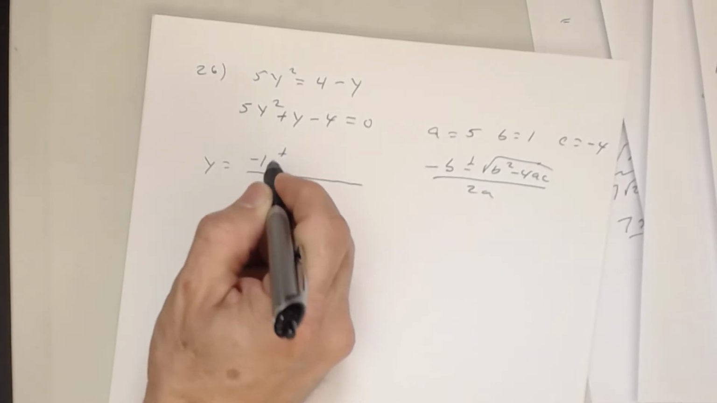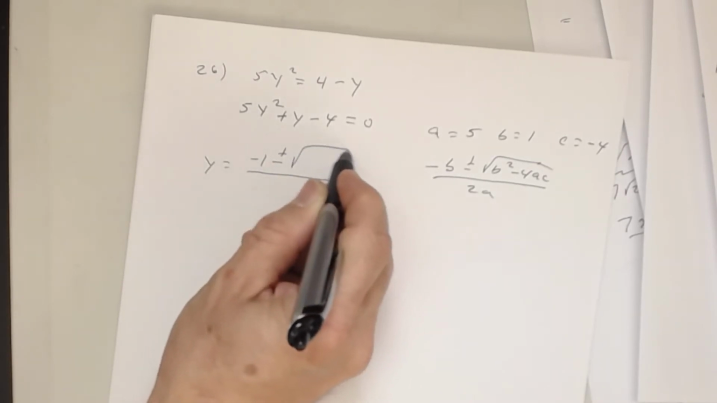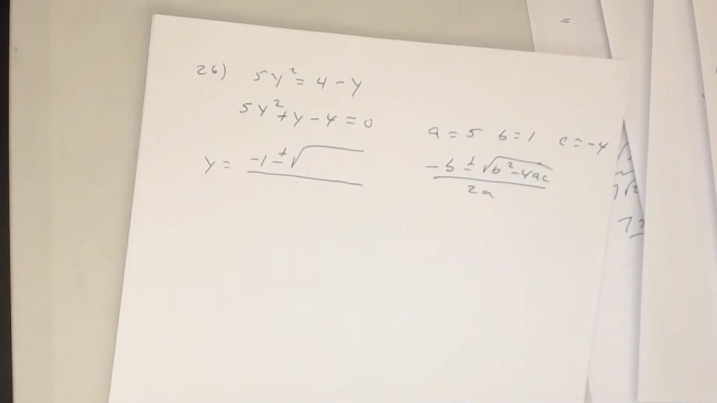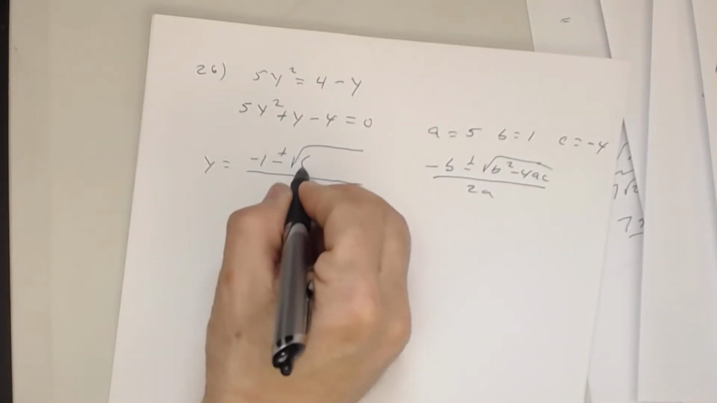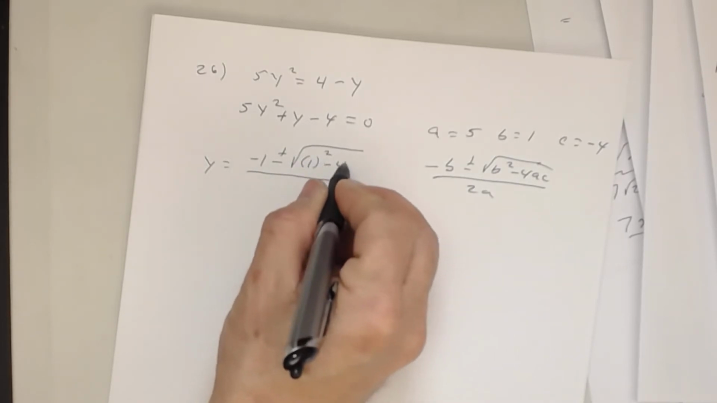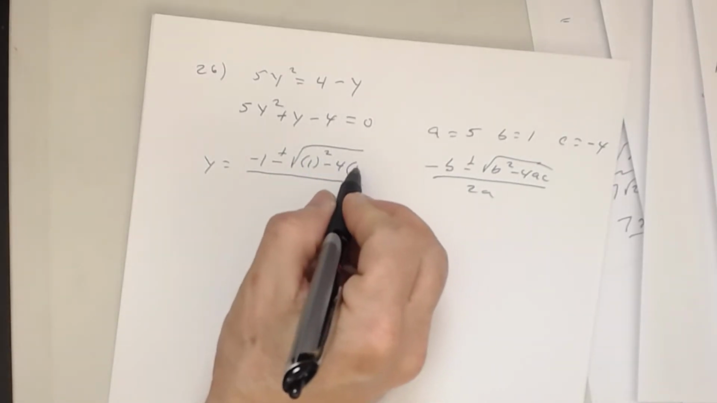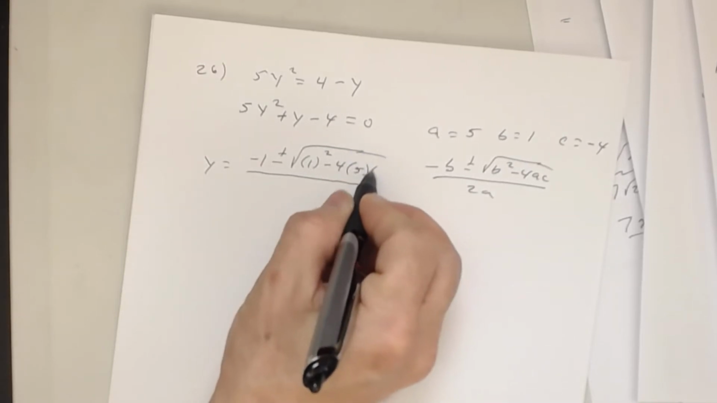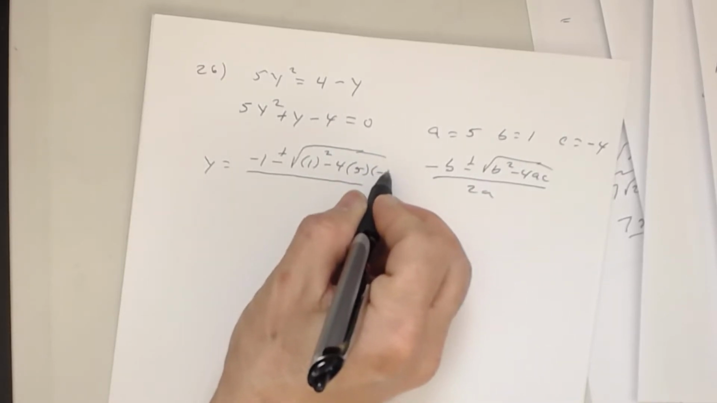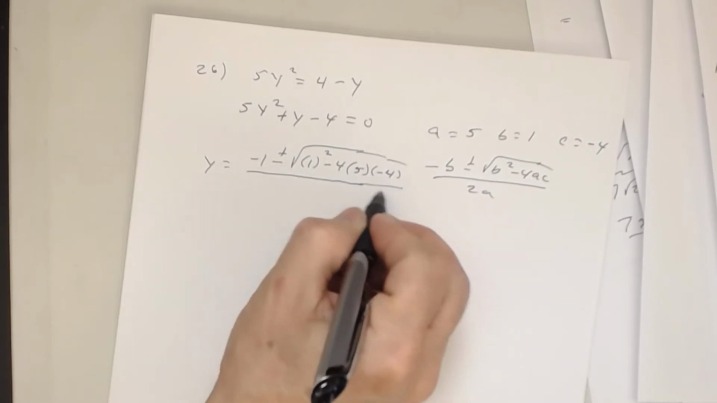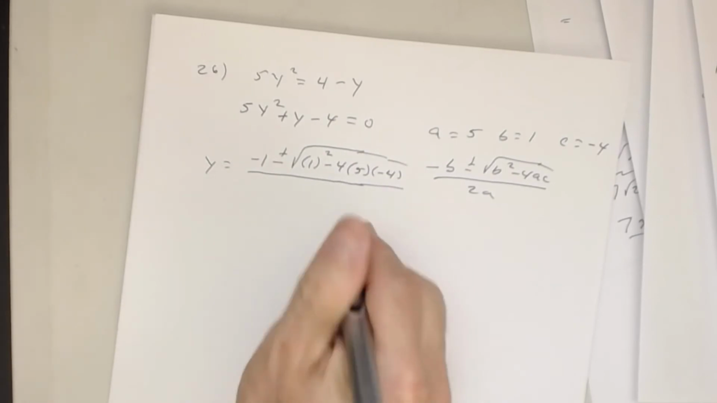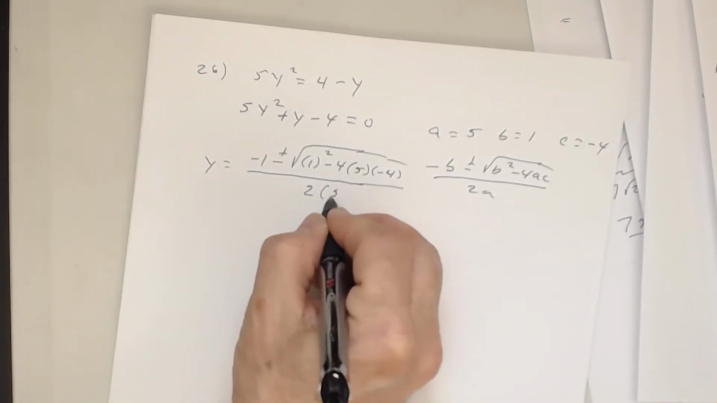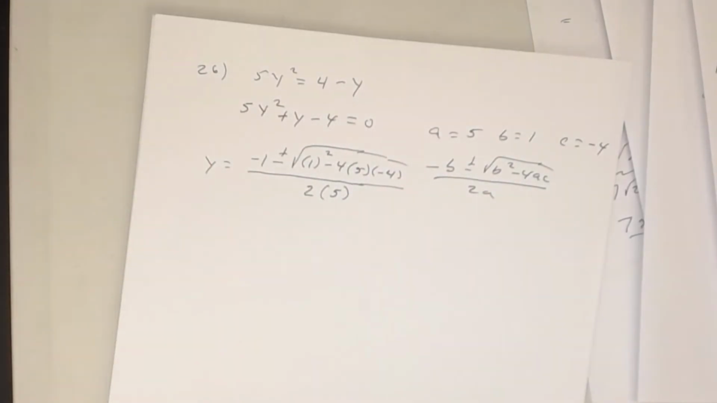So what's the opposite of 1? Negative 1. Plus or minus the square root of, and remember how we did the previous one, put everything in parentheses. What's b? 1. So I'm going to say 1 in parentheses squared minus 4 times a in parentheses. What's a? 5. 5 times c, negative 4. And you see how I have that division symbol that underlined all the way across? All over 2 times a, and what's a? 5. So that's where I'm at. So the first thing you do is you plug in those numbers just like that.